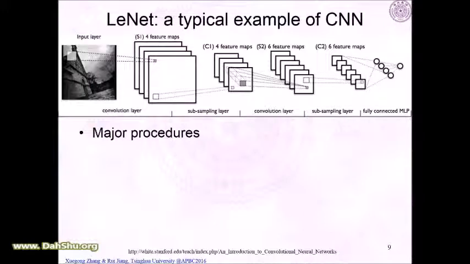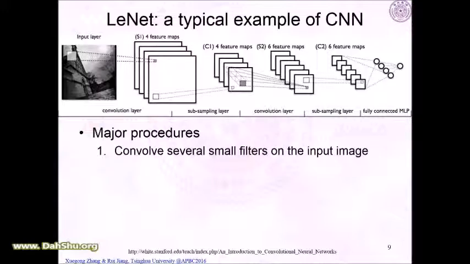From the input image, we first have a convolution layer. In this layer, we have several small filters. Like this one is a small filter applying on only a localized region of the image. We apply the filter on this part of the image, and we get an output here. This procedure is called convolution. And we have multiple filters here.